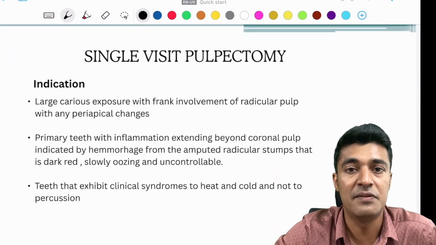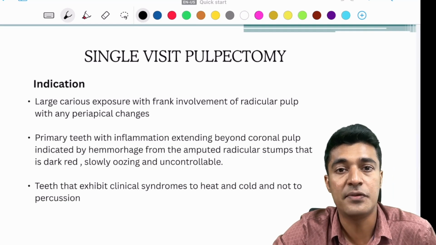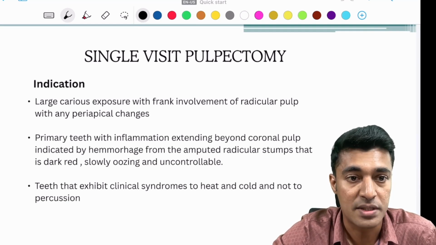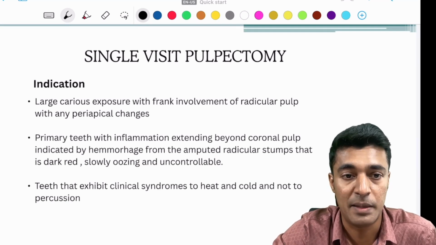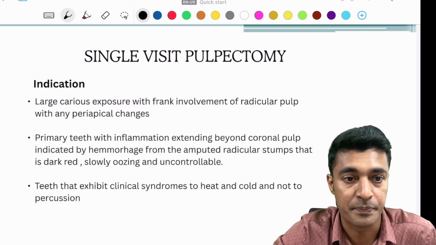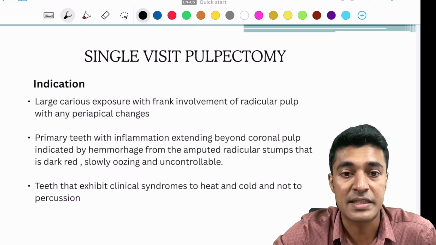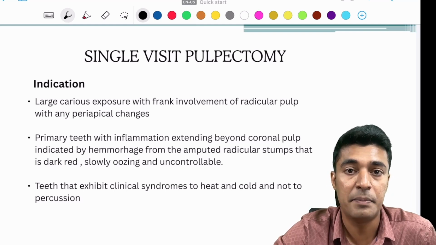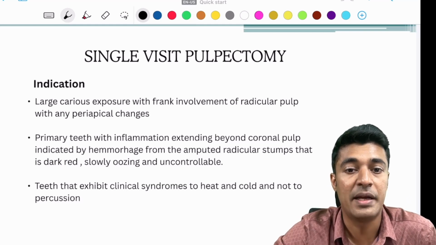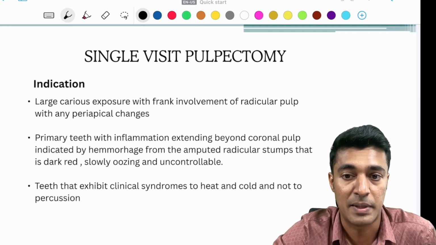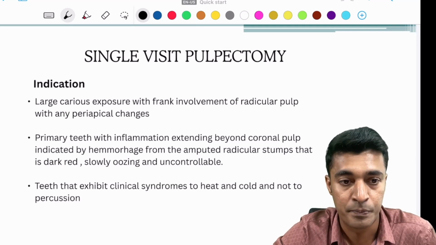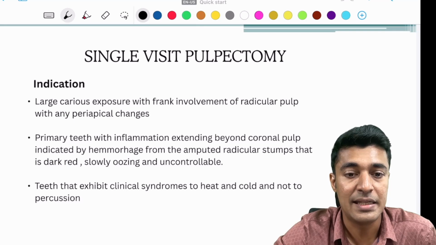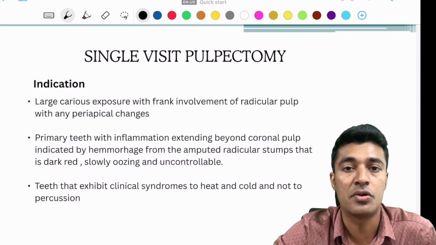Coming to single visit pulpectomy, the indications include large carious exposure with frank involvement of the radicular pulp without any periapical changes. Primary teeth with infection or inflammation extending beyond the coronal pulp, indicated by hemorrhage from the amputated radicular pulp stumps that is dark red and slowly oozing. Teeth that exhibit sensitivity to heat and cold and not to percussion.